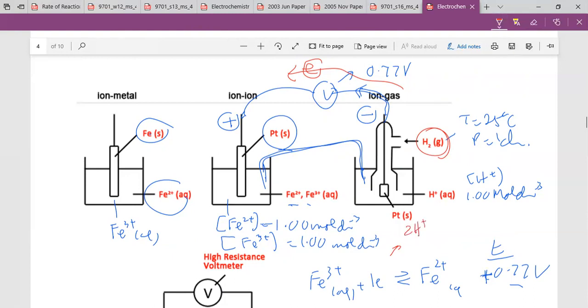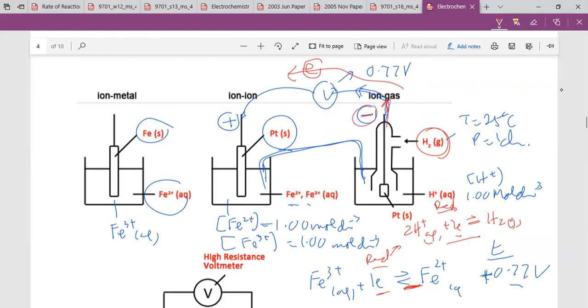2H+ plus 2e-. Remember, I write all these things from the table, so the table is very important. Now I got this and this from a table. These two are both reduction, because they accept electrons. Now, therefore, which is the actual equation that's happening? Which is the ionic equation that's happening for hydrogen? Remember, in reality, from experiment, this is the negative pole.